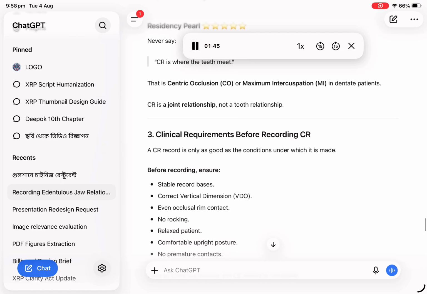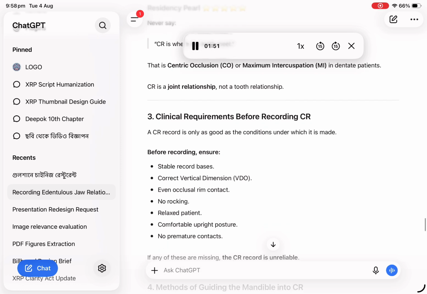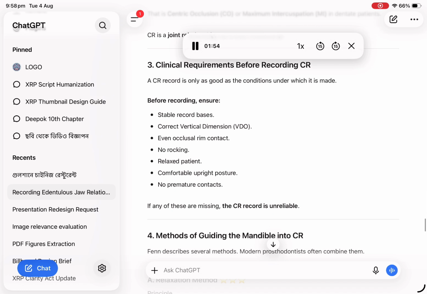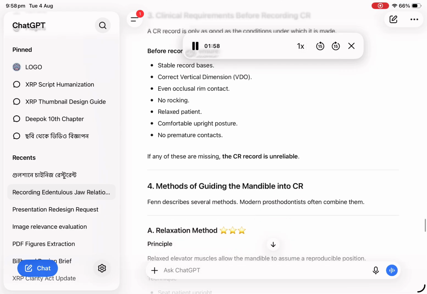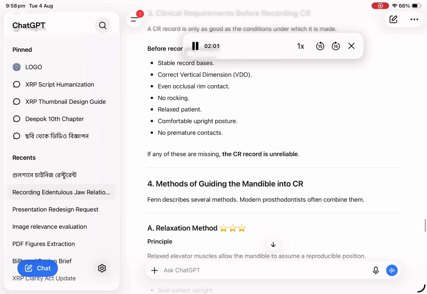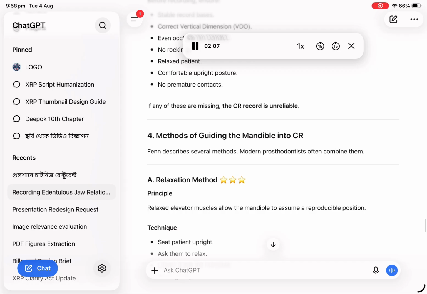Number 3. Clinical requirements. Before recording CR, remember that a CR record is only as good as the conditions under which it is made. Before recording, ensure stable record bases, correct vertical dimension, VDO, even occlusal rim contact, no rocking, a relaxed patient, comfortable upright posture, and no premature contacts. If any of these are missing, the CR record is unreliable.